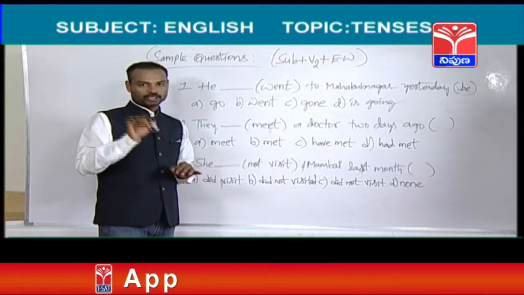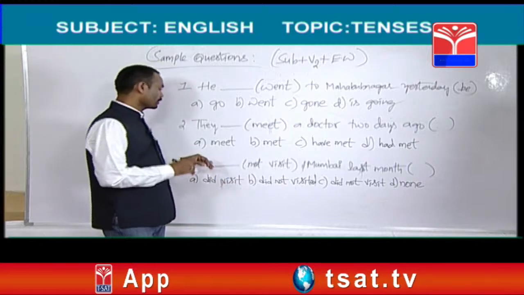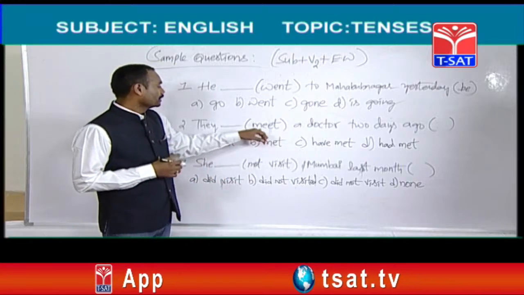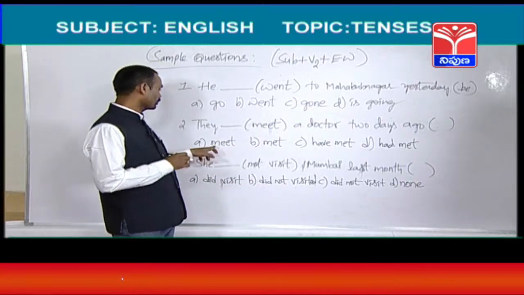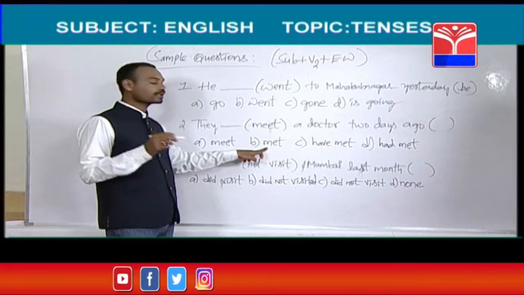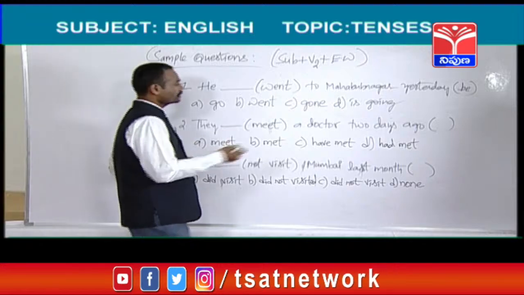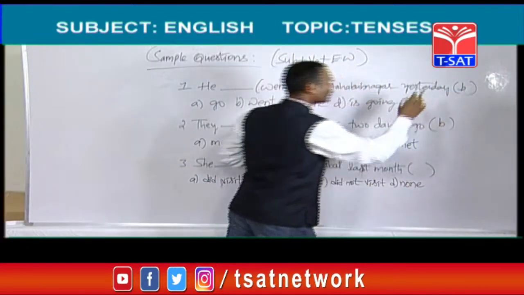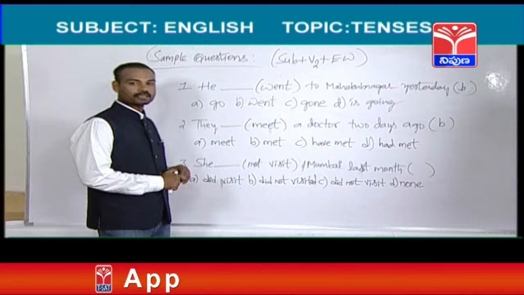So meet becomes met. Meet, met, met. So the second form of meet is met. So option A, meet, wrong answer. Option B, met, it is right answer. So answer is B.